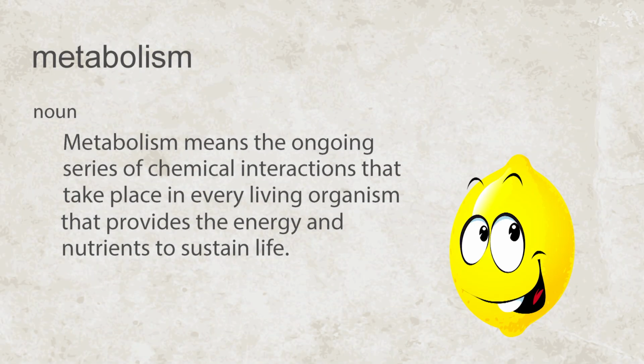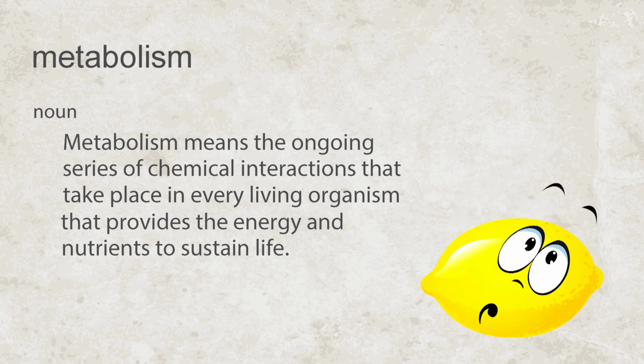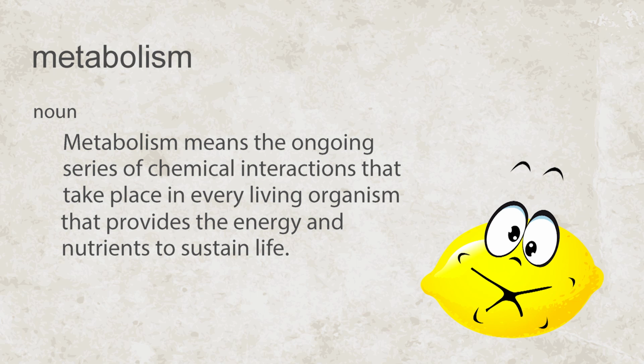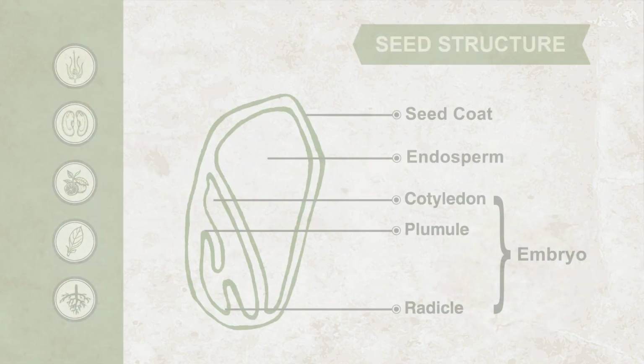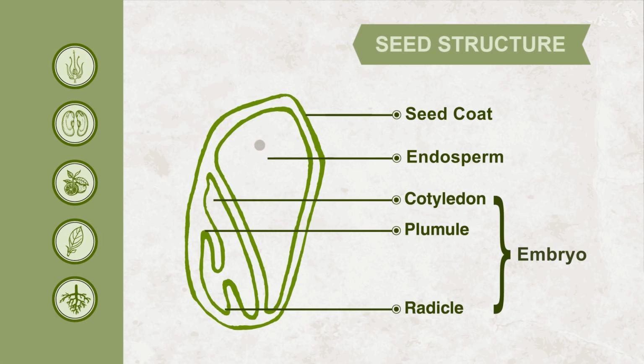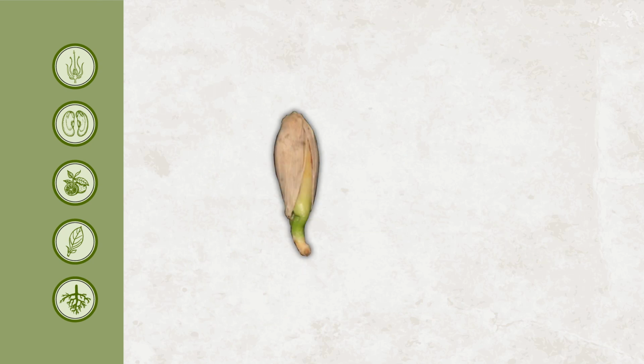Metabolism means the ongoing series of chemical interactions that take place in every living organism that provides the energy and nutrients to sustain life. The first metabolic processes that take place convert the food reserves in the endosperm into simpler substances that are transported to the embryo. Now that the embryo has water and food, it starts growing.